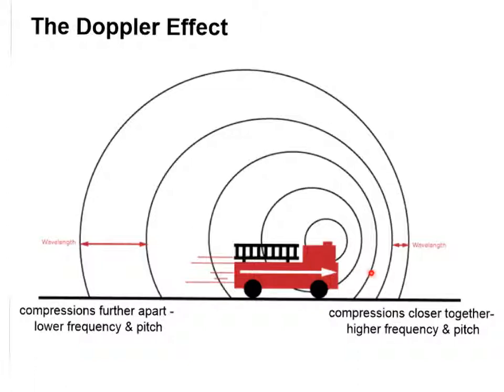The compressions in front of the truck or the siren are going to be pushed closer together. They're going to be shifted to higher frequency and therefore a higher pitch. The waves behind the sound source, as it's moving this way, the compressions will become further apart, and that will result in lower frequency and lower pitch.